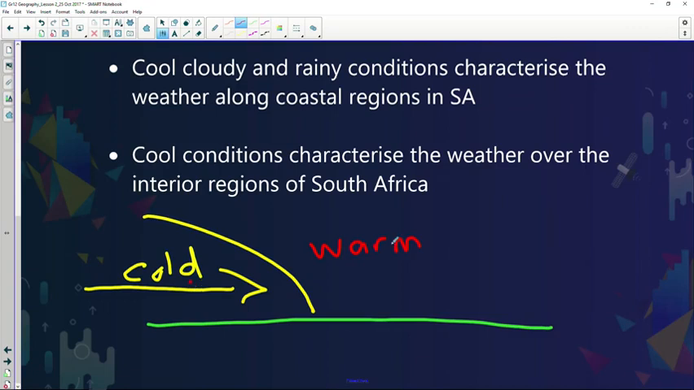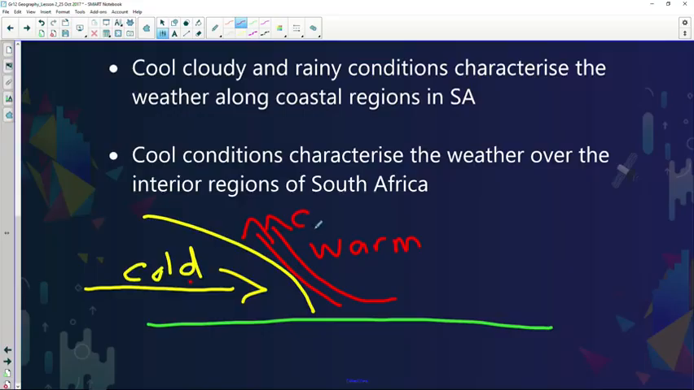Now in grade 10, you learned, as this cold air approaches, what does it do with the warm air? It forces the warm air to rise, because cold air is much heavier and denser than warm air. So what does the cold air do? As it approaches, it pushes all the warm air up. What happens with the warm air? Cool, condense, clouds, and rain. And usually the clouds that we can see over there are cumulonimbus clouds, and we experience rainfall.